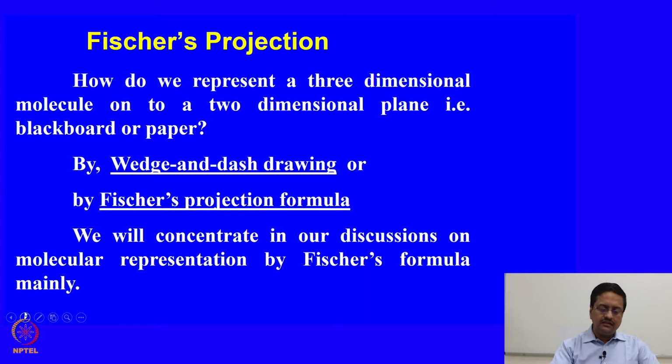We have already learned how to draw the wedge and dash projection. We have also learned the Newman projection and the cyclohexane chair form and boat form, how to draw those and all that. So now in this lecture, we will try to understand how to draw a Fischer's projection. So we'll concentrate in our discussion on molecular representation by Fischer's formula, mainly in the next part of this course.